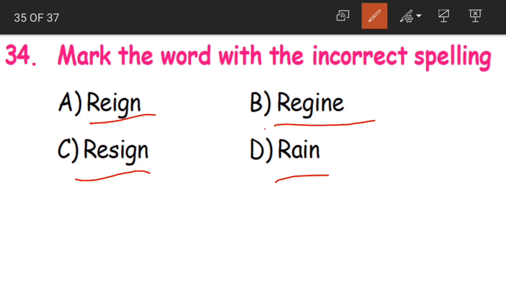Resign, when we want to leave the job, then we say that I am resigning from my job. Rain is the normal rain which we get from the atmosphere. So this resign is the incorrect one.